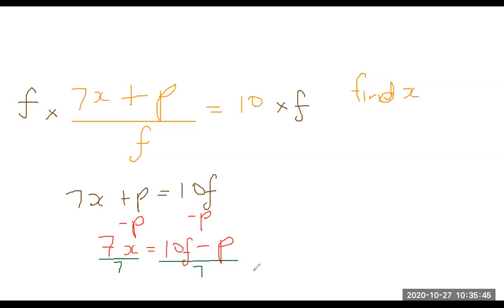Because whatever I do on one side, I do on the other side. But if the other side has more than one term, I have to do it to all the terms. I can't just do it to one term. All right, so x is equal to 10f minus p, all over 7.